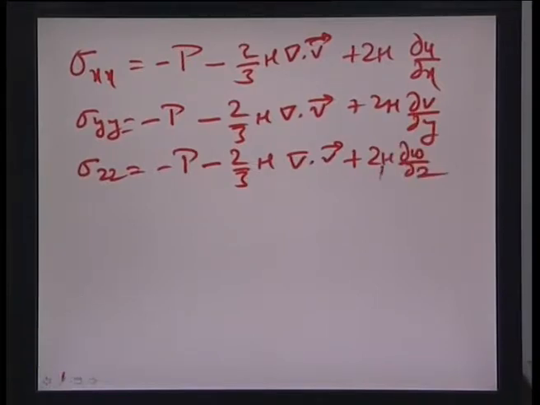Mind you, this mu is essentially the viscosity, the relationship between the shear stress and the velocity gradient with respect to the perpendicular direction, the direction of flow, and the del dot v of course is essentially nothing but the sum of del u by del x plus del v by del y plus del w by del z respectively.